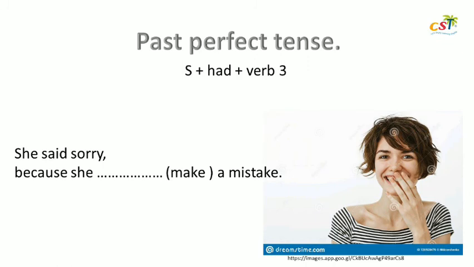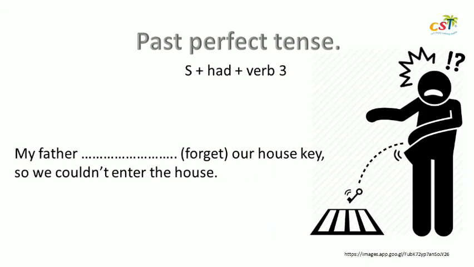Finished? Yes, she had made a mistake. Next test. Alright, how about this one? Alright, my father had forgotten our house key, so we couldn't enter the house. Dihilangin dulu apa nggak bisa masuk rumah dulu? Of course, dihilangin dulu, dilupain dulu, baru nggak bisa, akibatnya adalah nggak bisa masuk rumah. I hope those are easy for you, as long as you listened to my explanation carefully.